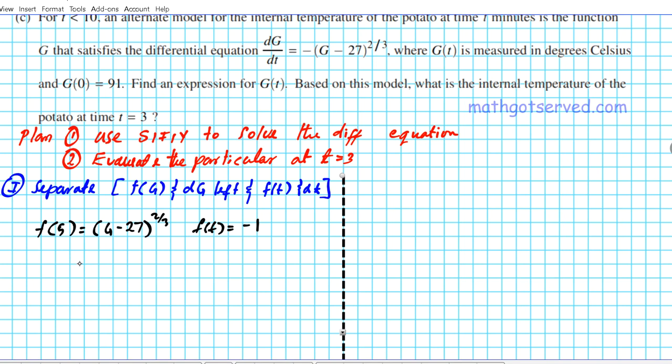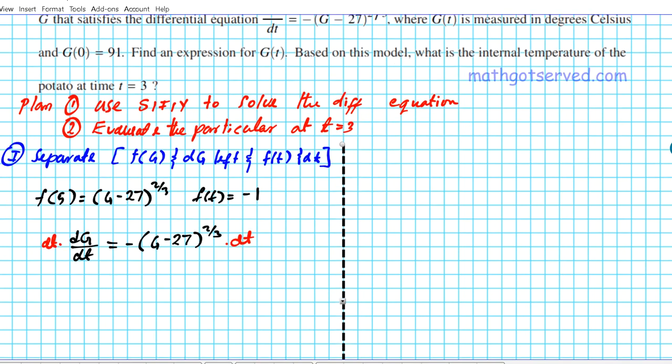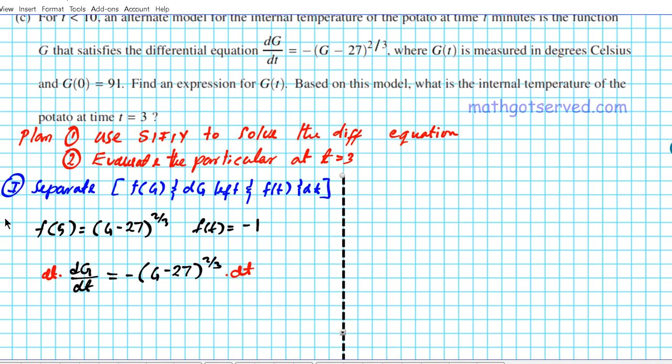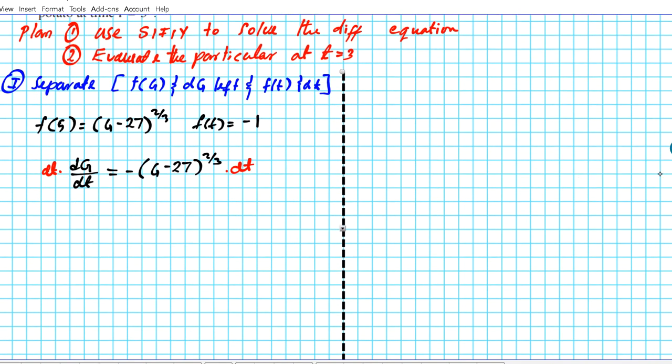Let me show you exactly what I'm talking about. We have dg dt equals negative quantity g minus 27 to the 2/3. dt needs to go to the right side, so we'll multiply both sides by dt. What we're doing right now is a process called separation of variables. The dt's divide out on the left side, and we have dg equal to negative quantity g minus 27 raised to the 2/3 dt.